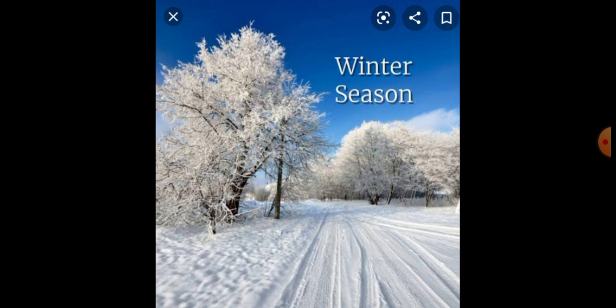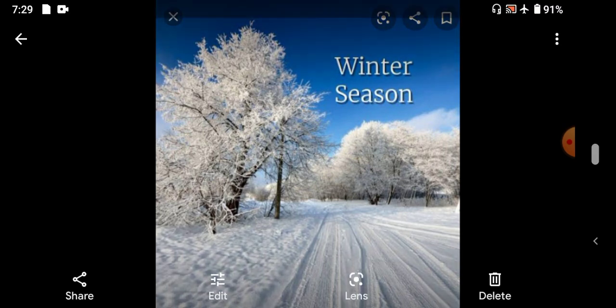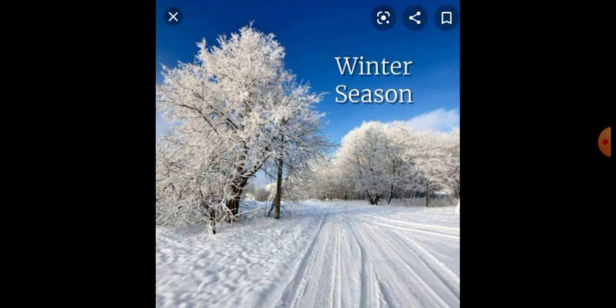During winter season, the weather is very cold and the temperature falls even below 5 degrees Celsius in some parts of our country. And also, people wear warm clothes during winter.